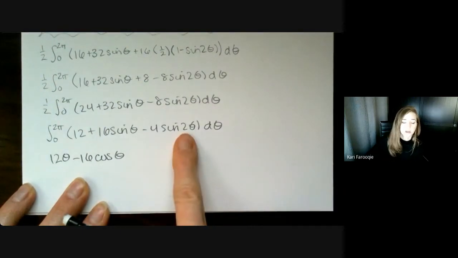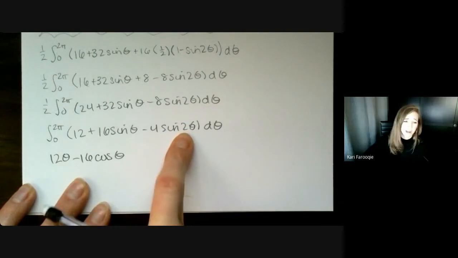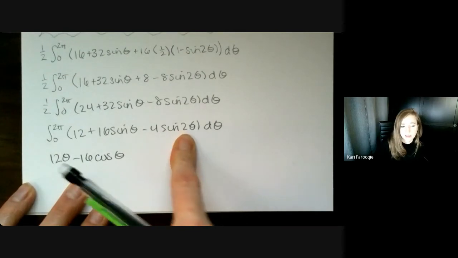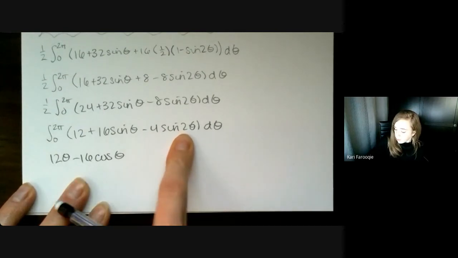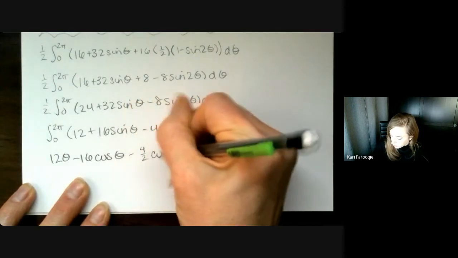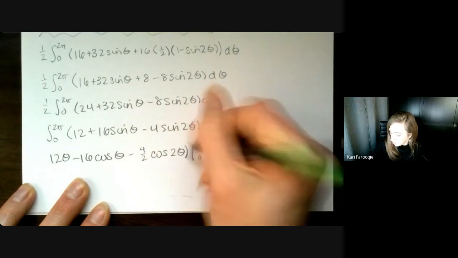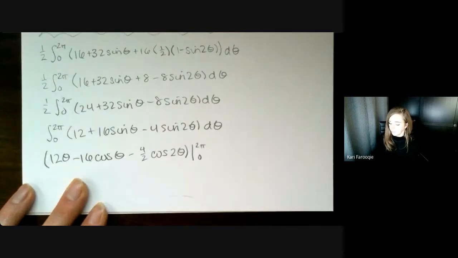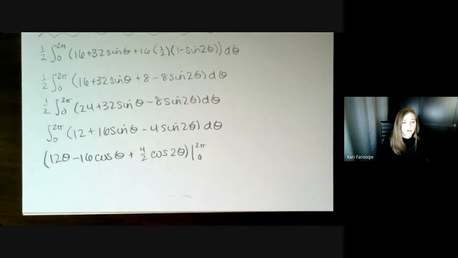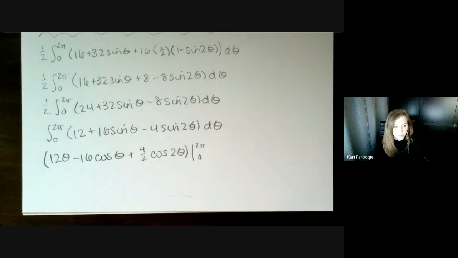Don't forget that with sine 2 theta, technically you need a u substitution, but I did give you that formula that said if you had sine k theta, you would just divide by k. So you've probably gotten used to doing that at this point. So that is fine. So you'll have minus 4 divided by 2 cosine 2 theta, and we'll take that from 0 to 2 pi. Oh, sorry, this is positive, not negative, cosine theta. The derivative of cosine theta is negative sine.